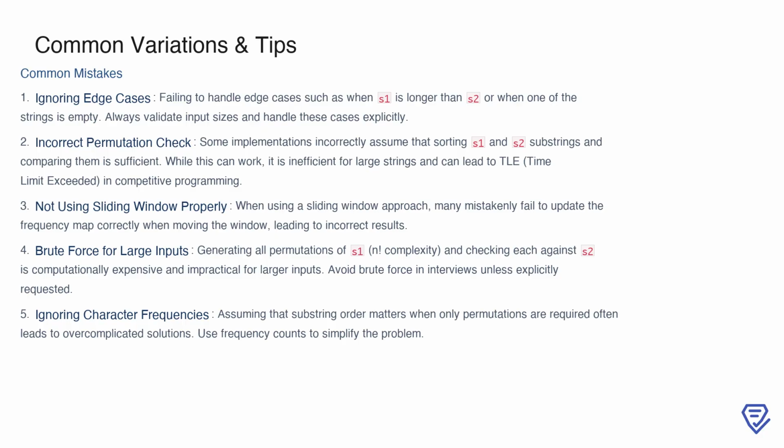Additionally, when using the sliding window technique, ensure the frequency map is updated correctly as the window moves. Errors here often lead to incorrect outputs. Avoid brute force solutions, such as generating all permutations of S1, since these have factorial time complexity and are impractical for larger inputs. Finally, keep in mind that the order of characters doesn't matter for permutations. Focus on frequency counts to simplify the problem and avoid unnecessary complexity.